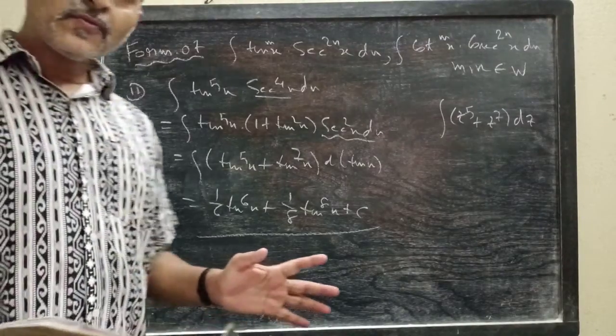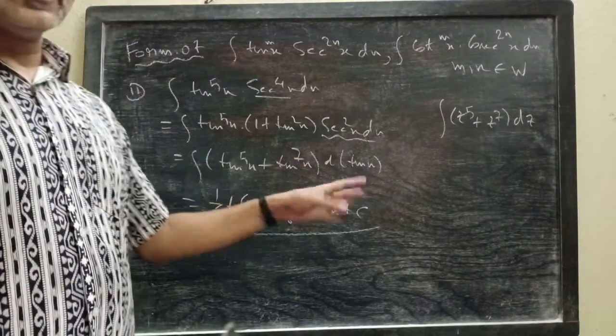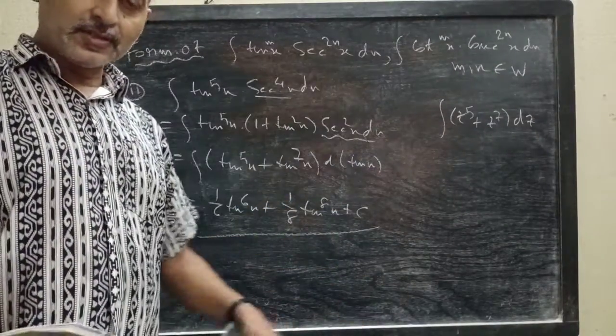If you feel uncomfortable in this way, then you can just put tan x equals z, you will get this form and you can get your answer.